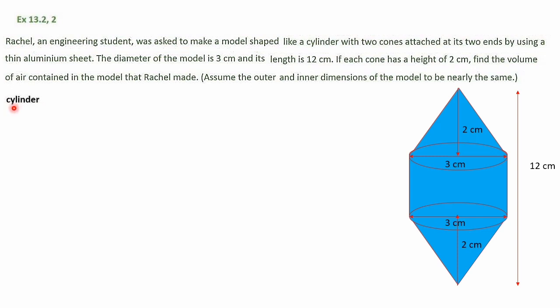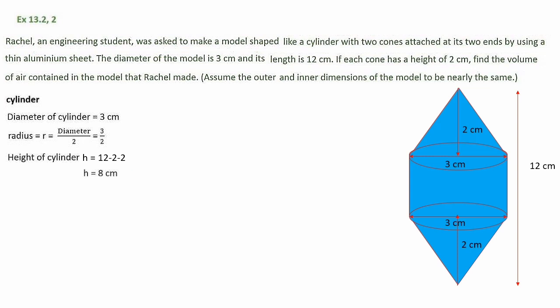Let's write the given dimensions of the cylinder. That is, diameter of the cylinder is given to us as 3 cm. From here we can calculate the radius. Radius is equal to diameter by 2, that is 3 by 2. Height of the cylinder, as I mentioned before, total height is 12. From there we have to subtract these 2 and these 2. So 12 minus 2 minus 2 is equal to 8 cm. Next is the cone. So radius r is equal to diameter by 2, that is equal to 3 by 2. Then the height is given to us, it is 2 cm.